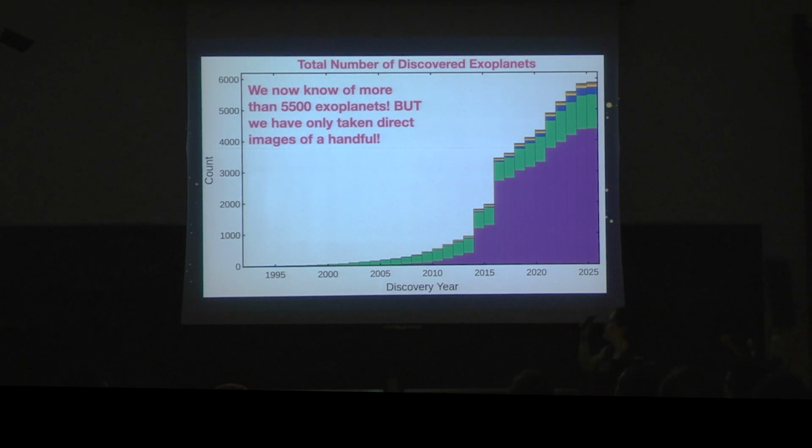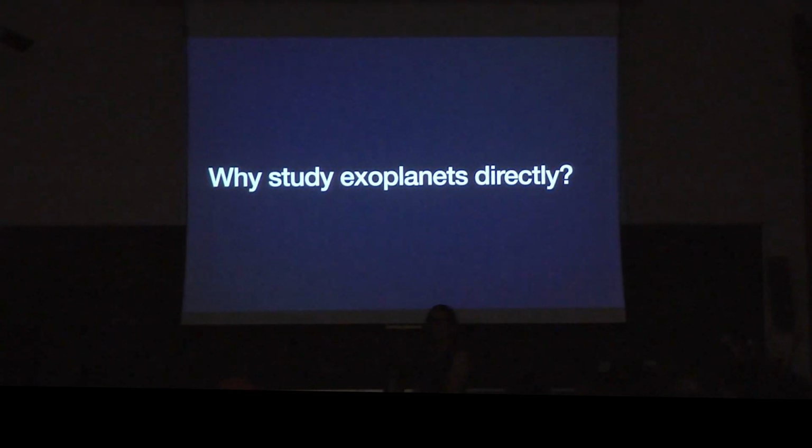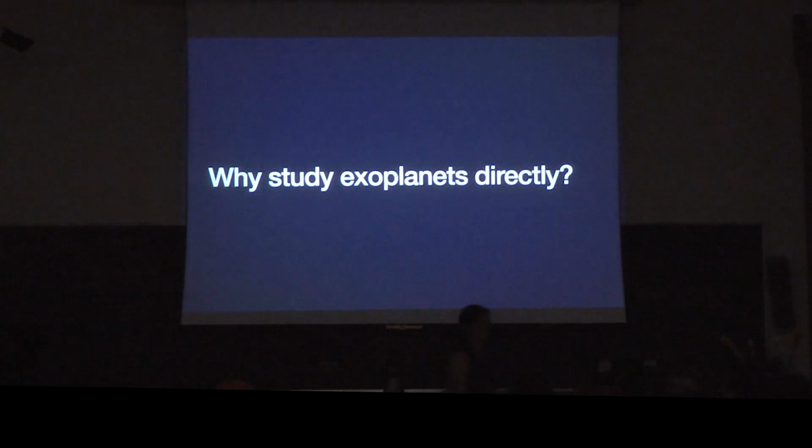So we want to take direct pictures of these planets. I will just take a couple of minutes to hopefully convince you that this is a worthwhile thing. Something that you might infer from the plot that I showed you on the last slide is that we have very few directly imaged exoplanets, meaning that it's really difficult to do. It takes a lot of effort. We're just starting to get really good at it. Why are we putting so much work into it?